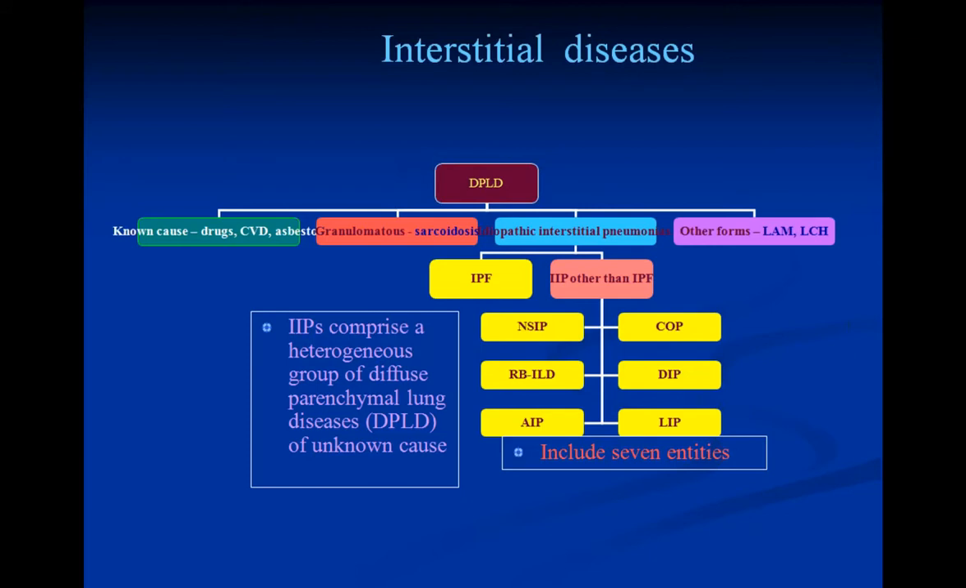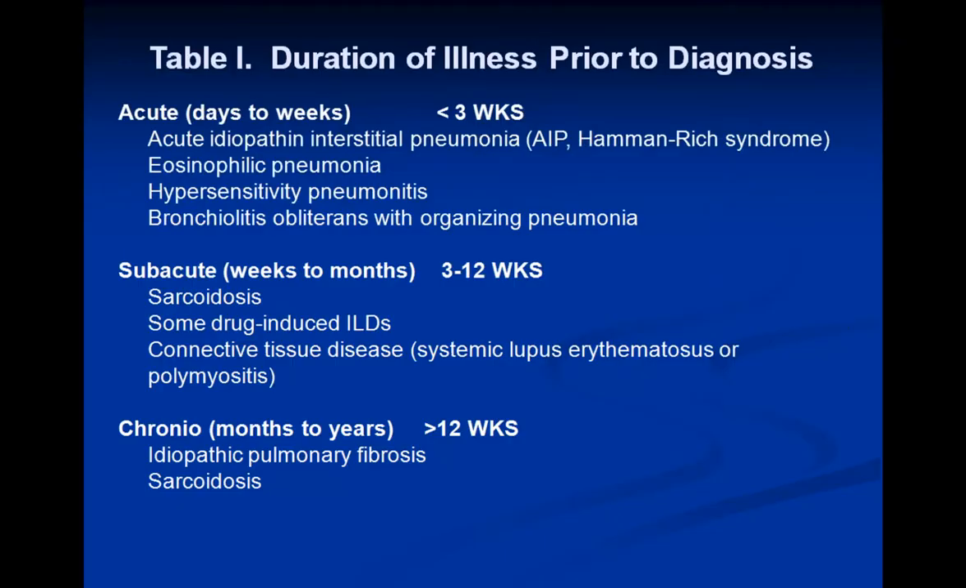UIP is usual interstitial pneumonia. The typical example of usual interstitial pneumonia is idiopathic pulmonary fibrosis. Other than IPF, there are non-specific interstitial pneumonia, cryptogenic organizing pneumonia, desquamative interstitial pneumonia, lymphoid interstitial pneumonia, acute interstitial pneumonia, and respiratory bronchiolitis ILD. Based on duration: acute, subacute, chronic. Acute is days to weeks, less than 3 weeks; examples are eosinophilic pneumonia, hypersensitivity pneumonitis, and bronchiolitis obliterans organizing pneumonia. Subacute examples are sarcoidosis and connective tissue disorders. Chronic is greater than 12 weeks; examples are IPF and sarcoidosis.